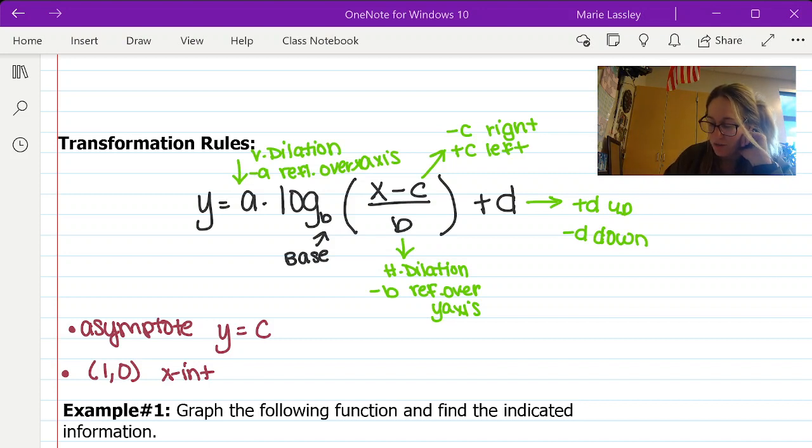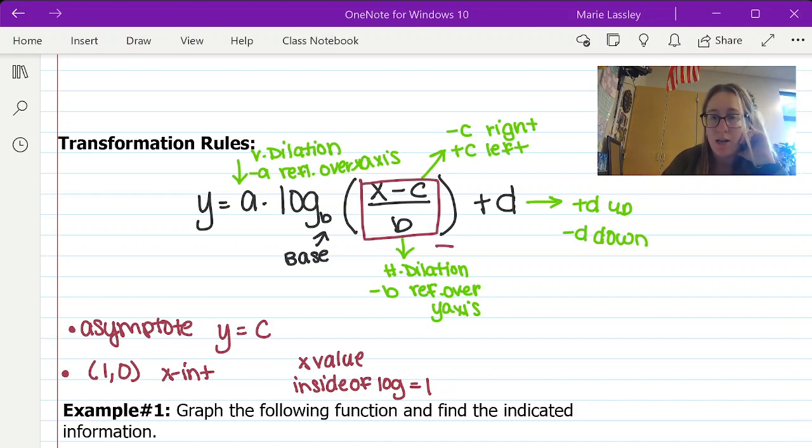What you're going to do to find your x value is take the inside of the log and equal it to 1. So that whole x minus c equals b part, whatever that is, you're going to equal it to 1 and solve for x. Then to get the y value, you just plug in that x value.